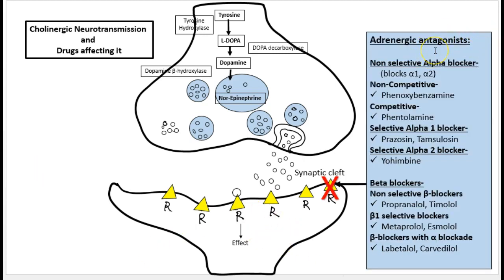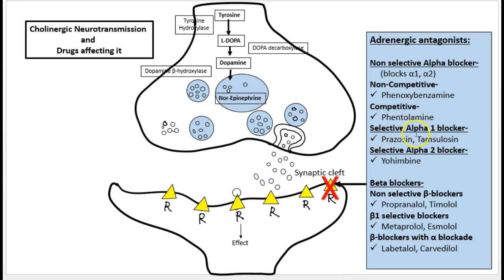Now heading on to adrenergic antagonists. Adrenergic antagonists are broadly classified as alpha blockers and beta blockers. Alpha blockers are the drugs which block alpha 1 or alpha 2 receptor. Now in that, the non-selective alpha blockers include the non-competitive antagonist, which is phenoxybenzamine. Why phenoxybenzamine stands out in alpha blockers is that it is non-selective and it is irreversible. Whereas phentolamine is a non-selective alpha blocker which is reversible, or competitive.